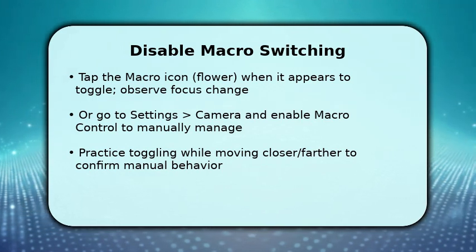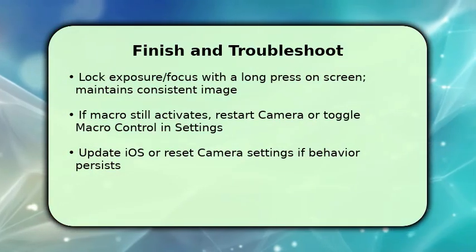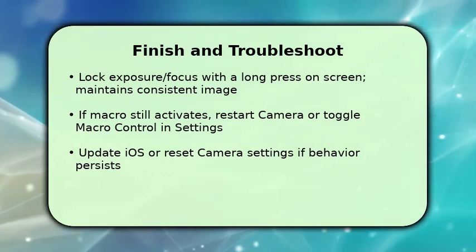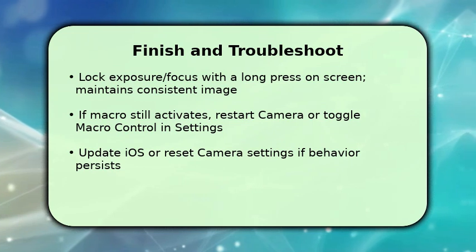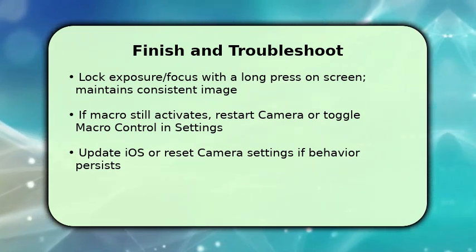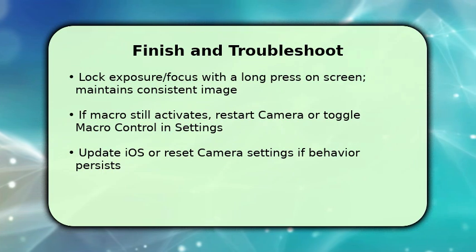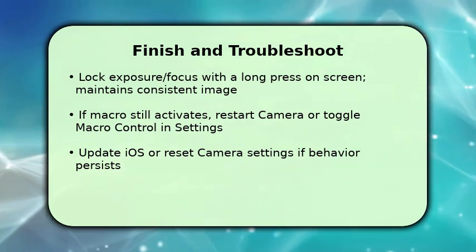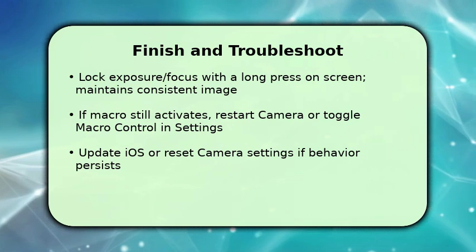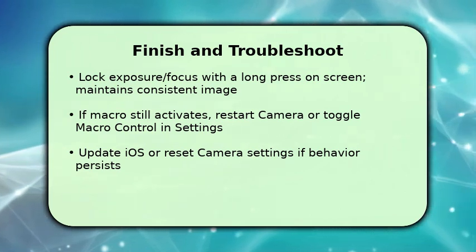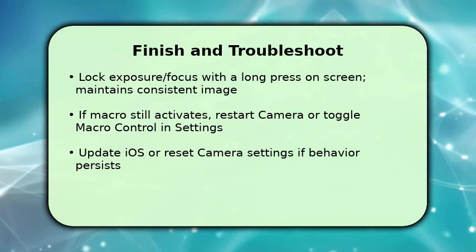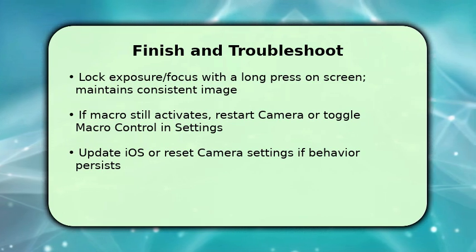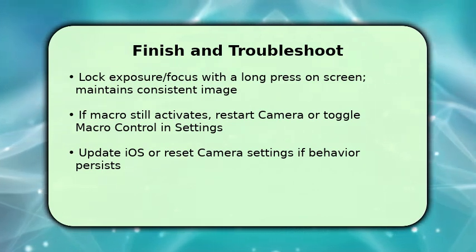To finalize, lock focus and exposure with a long press, AE/AF lock, so the camera won't hunt when you reframe. This ensures consistent shots without macro interruptions. If macro still activates unexpectedly, quit Camera and relaunch, or toggle macro control off and on in Settings to reset the in-app icon behavior. Make sure your iOS is up to date. If problems persist, reset camera settings or restart the phone. One key tip: restart Camera before deeper resets to avoid unnecessary changes.